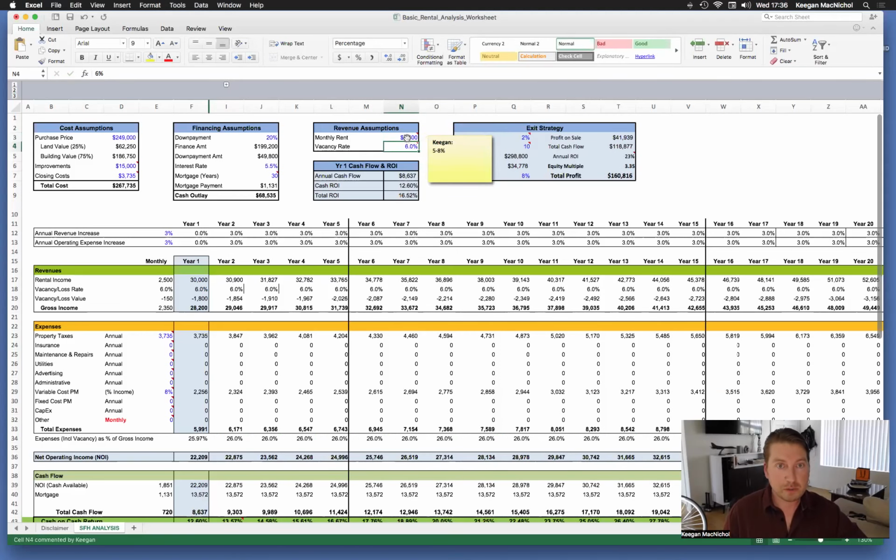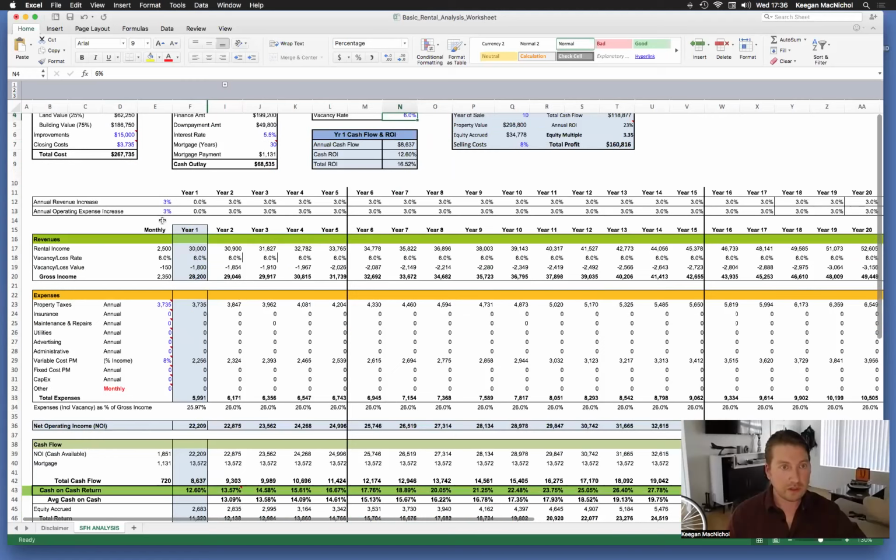And you see, as soon as we put in that monthly rent, it auto-populated a lot of this spreadsheet for us, okay? Vacancy rate. You're going to want to use 5 to 8% generally is a good going-in argument. I'm going to just throw in 6 just to be a little bit on the safe side, okay?